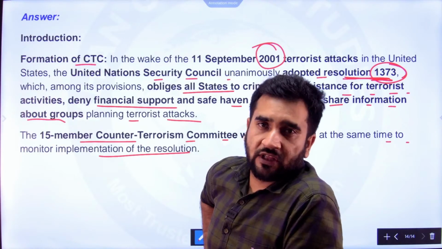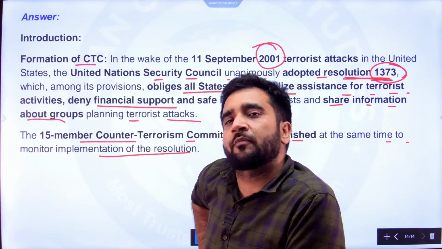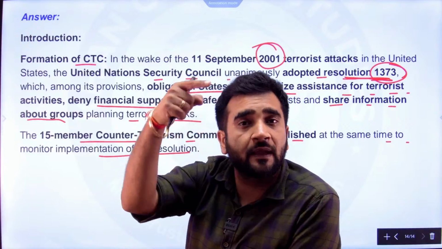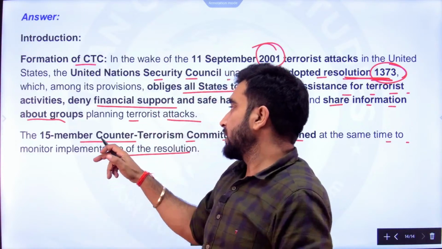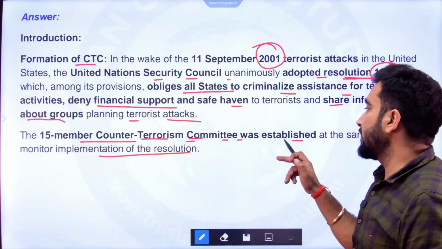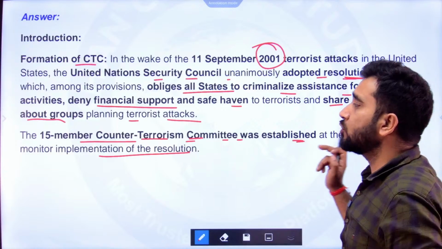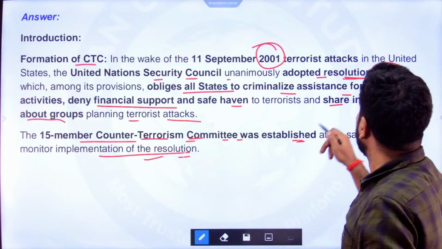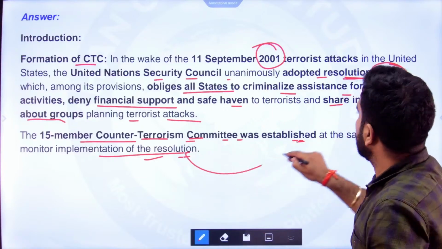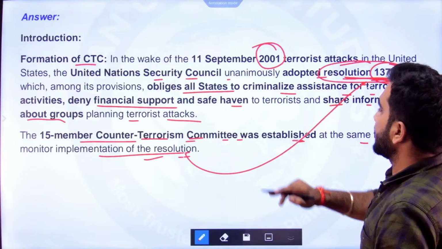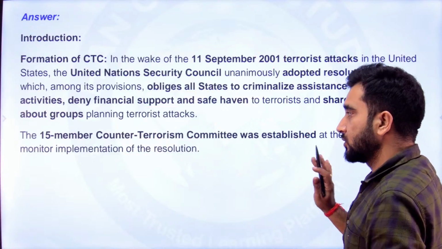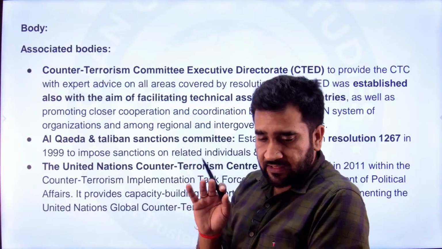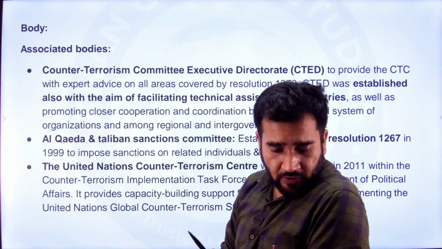ये तो रेजोल्यूशन था, रेजोल्यूशन नंबर 1373 व्हिच वाज अडॉप्टेड इन द आफ्टरमैथ ऑफ 9/11. इस रेजोल्यूशन को ठीक से इंप्लीमेंट कराने के लिए 15-member counter-terrorism committee was established at the same time to monitor implementation of the resolution. Which resolution? This resolution. This resolution 1373 for global terrorism. तो CTC का फॉर्मेशन, उसका पर्पस हमें पता लग गया. दिस हैज टू बी रिटन इन द इंट्रोडक्शन.